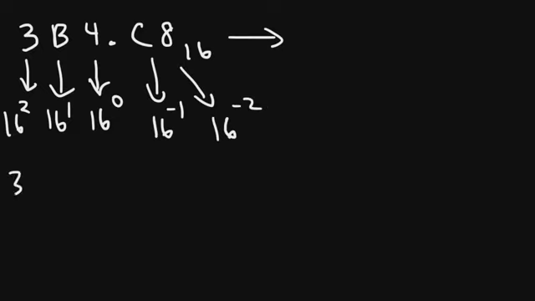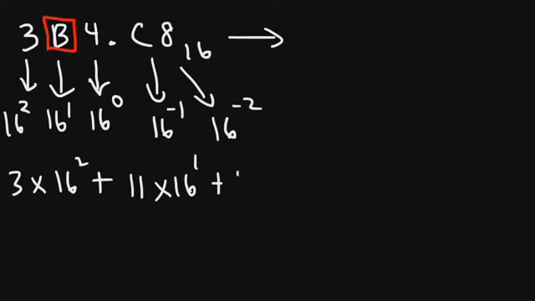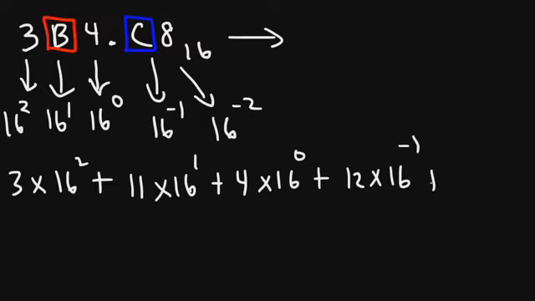So let's write this out. We have 3 times 16 squared, and then let's change B to its decimal value. B corresponds to 11, so that's 11 times 16 to the 1st power, plus 4 times 16 to the 0 power. Now we need to change C. C corresponds to 12, the next number beyond 11, because C comes after B. And so that's going to be 12 times 16 to the -1, and then 8 times 16 to the -2.